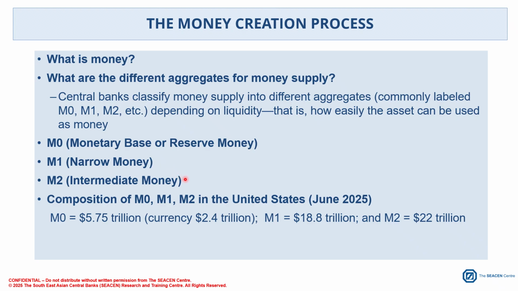M2 or intermediate money adds savings components and includes M1, savings deposits, and short-term deposits. It captures money that is not immediately spendable but still relatively liquid.